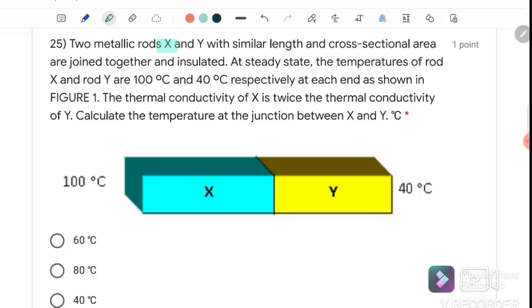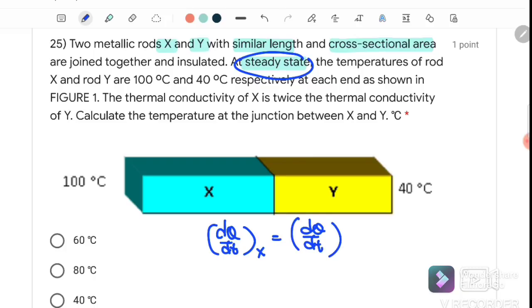Question 25. Two metallic rods X and Y with similar length and similar cross-sectional area are joined together and isolated at steady state. At steady state, dQ/dt for X is equal to dQ/dt for Y, because steady state means that the rate of heat transfer is the same. The temperatures of rods X and Y are 100 degrees Celsius and 40 degrees Celsius respectively at each end. The thermal conductivity of X is twice the thermal conductivity of Y. Calculate the temperature at the junction between rod X and rod Y.